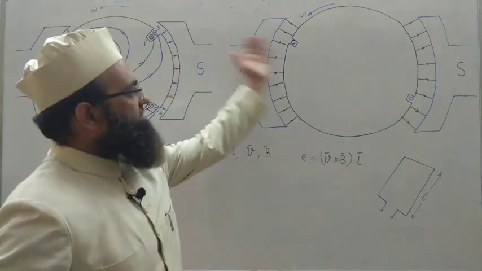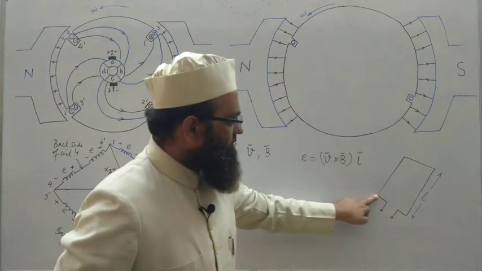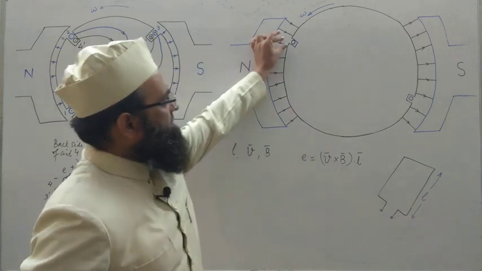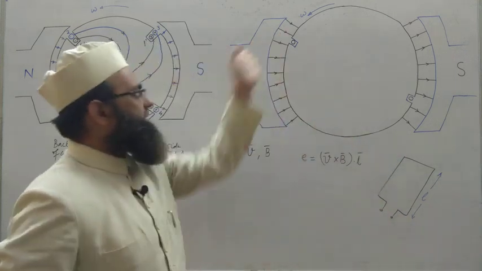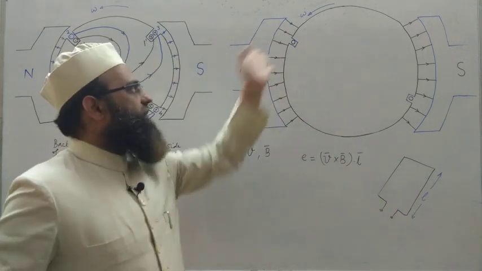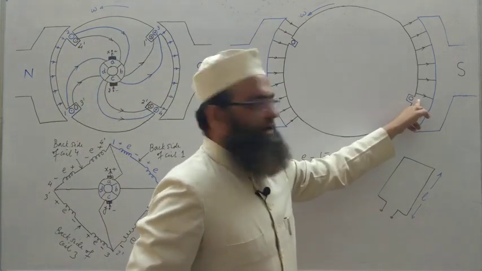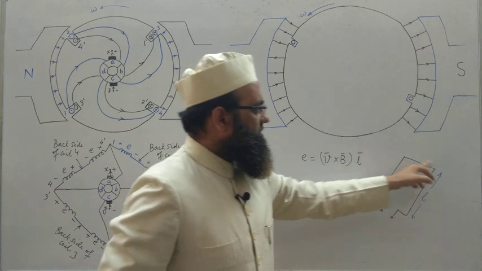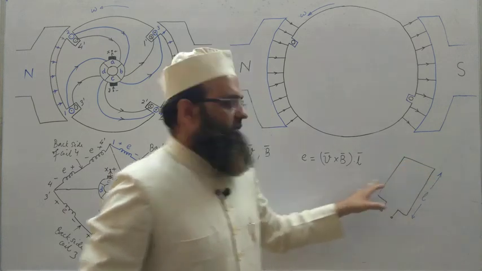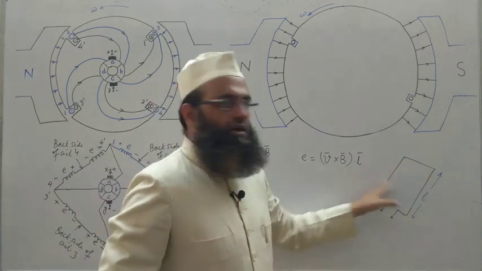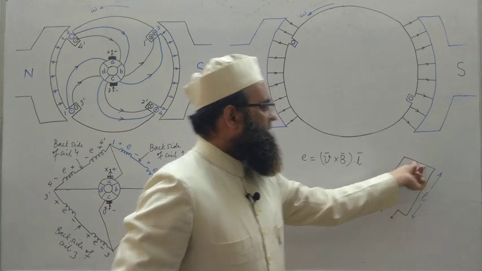So in the cross sectional view, you can see this and this. This length is placed parallel to the shaft in the slot, and here also this side is placed, and from the back side, both the conductors forming the single turn coil are connected.